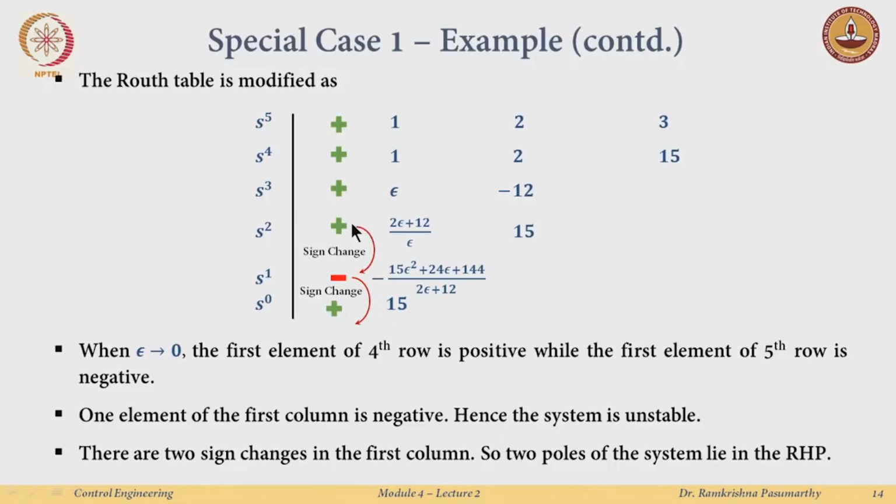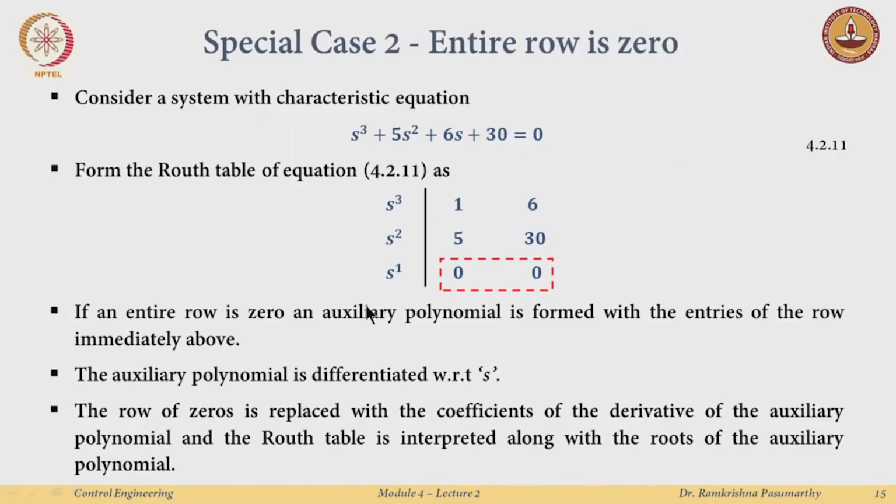And then how many sign changes are there? This is a plus to minus, one sign change, and another again a minus to plus, right. So, the system is unstable. Further, this table or this row tells me that there are two poles of the system in the right half plane corresponding to two sign changes. Okay.